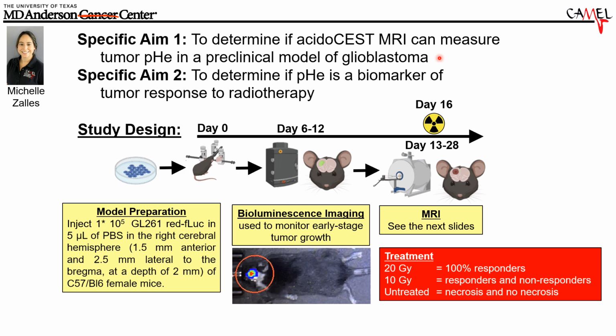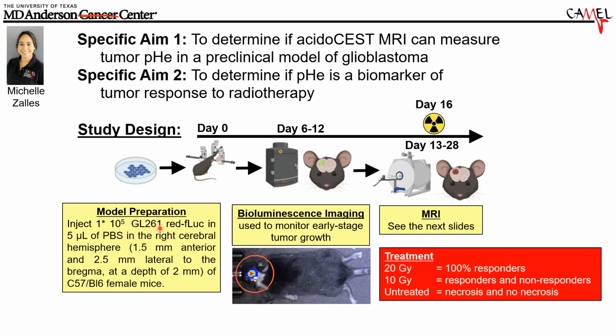Even though there is a compromised blood-brain barrier in GBM models, it still can reduce the amount of contrast agent taken up into the tumor. And we need a lot of agent, approximately 10 to 15 millimolar or more, to perform AcidoCEST MRI. We also wanted to determine if extracellular pH, known as pHe, is a biomarker for tumor response to radiotherapy.